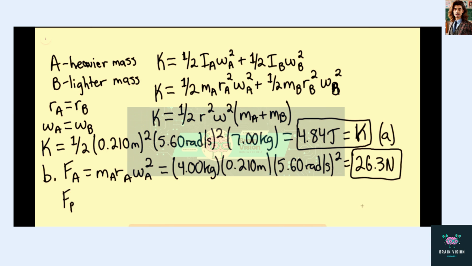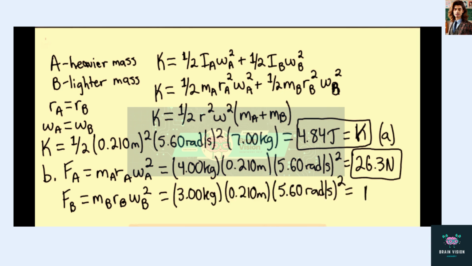The force associated with mass B would be m sub B radius sub B omega sub B squared. However, again, the radius and the angular velocity are the exact same. The only thing that changes is the mass. So 3.00 kilograms, then 0.210 meters, and then again 5.60 radians per second quantity squared. This is giving us 19.8 newtons.